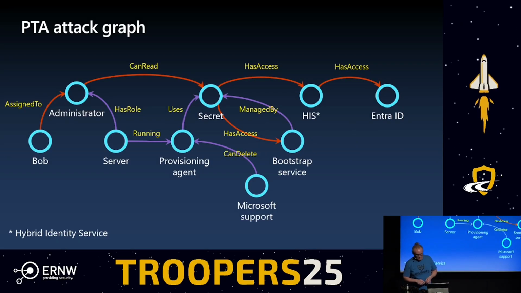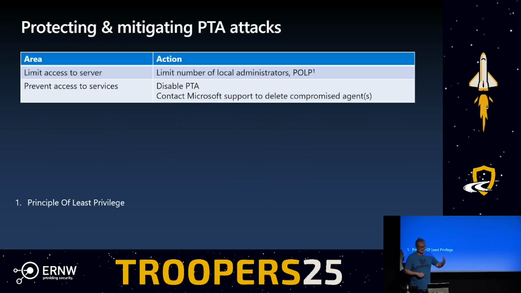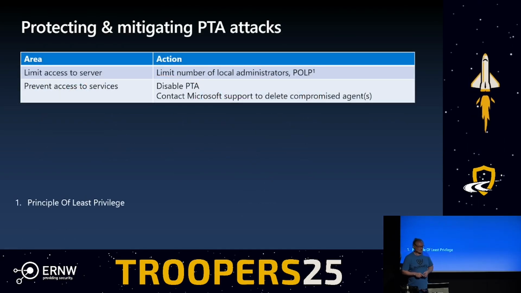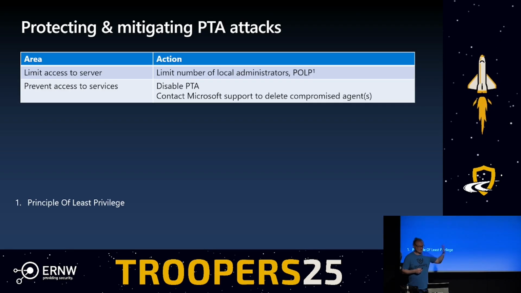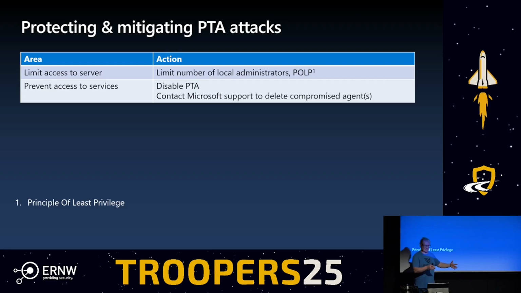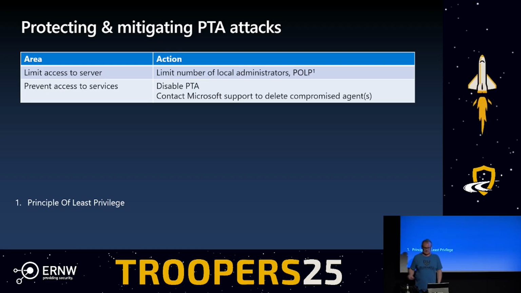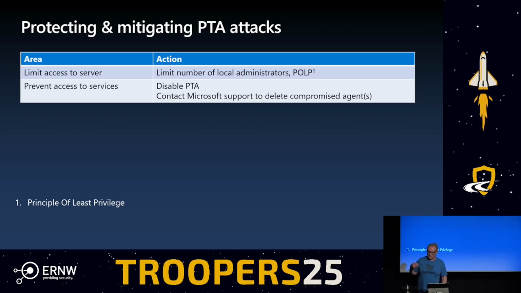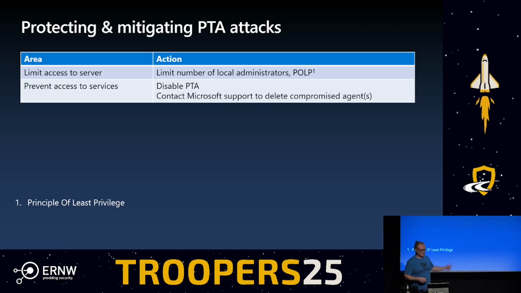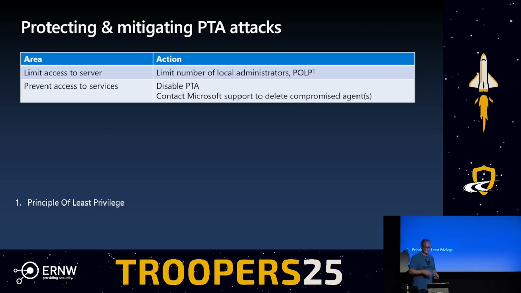So what can we do here then? So again, we can limit access to the server, but besides that, there really isn't much we can do. Except if you want to prevent access to the service, if you know that something has been compromised, you can disable PTA, and that doesn't work anymore. Or you can contact Microsoft and say that, okay, I think that these agents are compromised, could you delete the identities? And after that, they can't log in anymore.